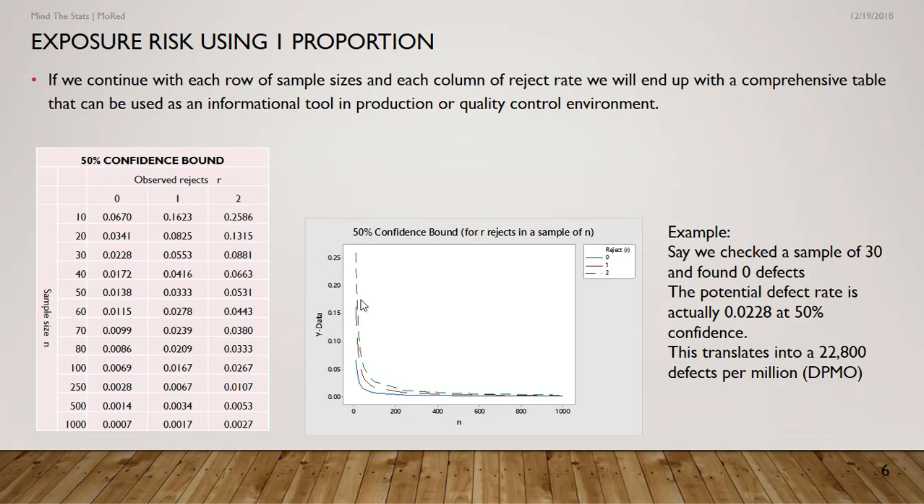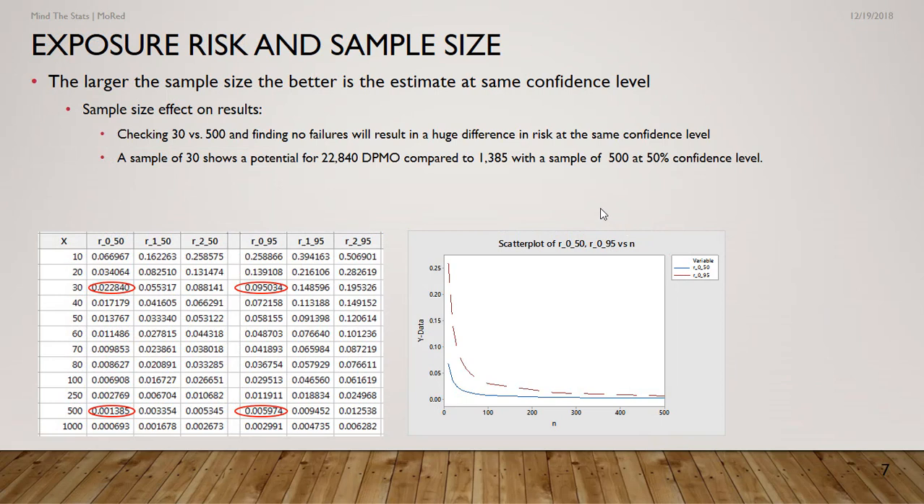This table is also displayed in graphical form here as a chart. What it says is that if we checked a sample of 30 and found 0 defects, that's this row in this column, we found 0.0228 at 50% confidence. So this is the potential defect rate. If you multiply that by 1,000,000, you end up with 22,800 defects per million opportunities. That's potential defects.